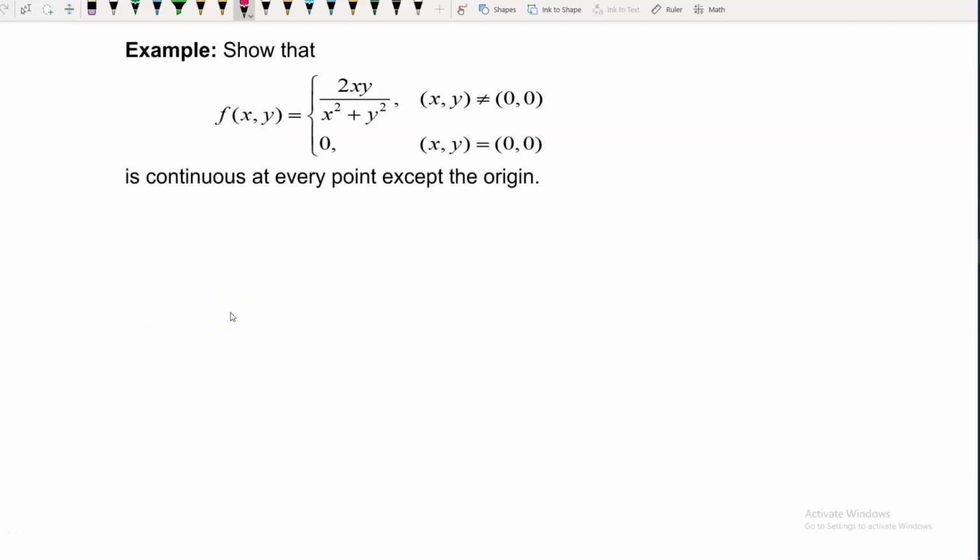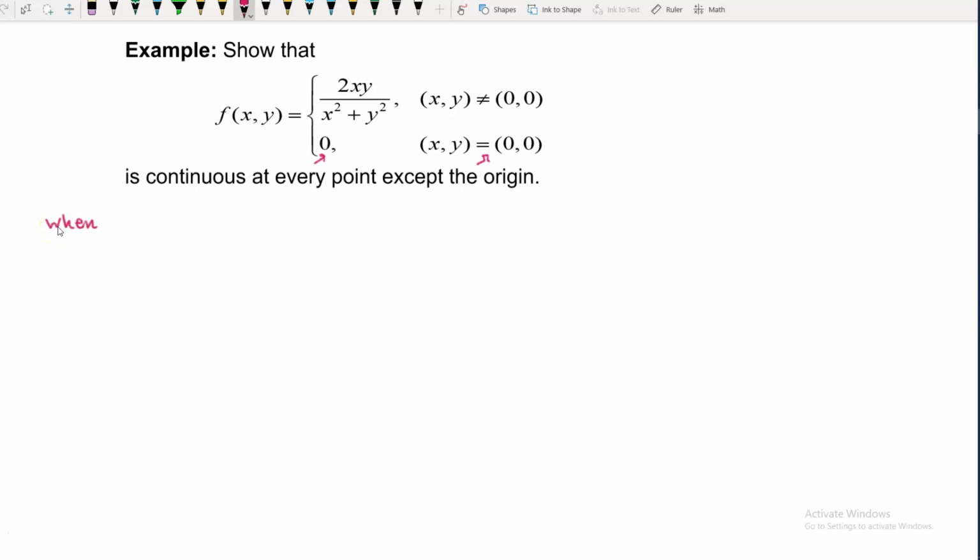Show that f of x, y equal to 2xy divided by x squared plus y squared when the point x, y is not the origin, so x, y is not equal to 0, 0, and f of x, y equal to 0 at the origin, so x, y equal to 0, 0, is continuous at every point except the origin.